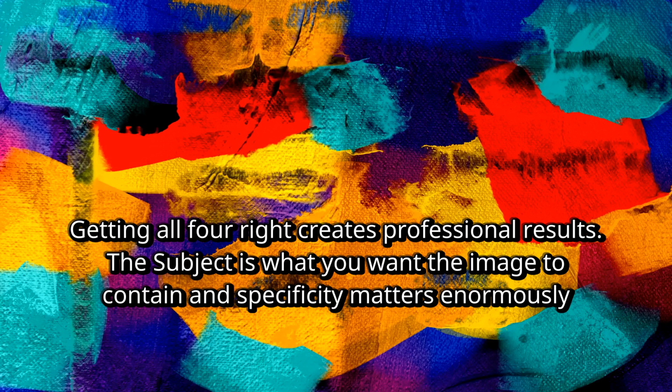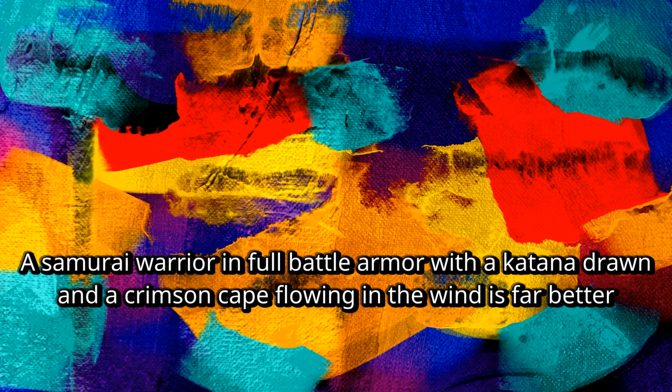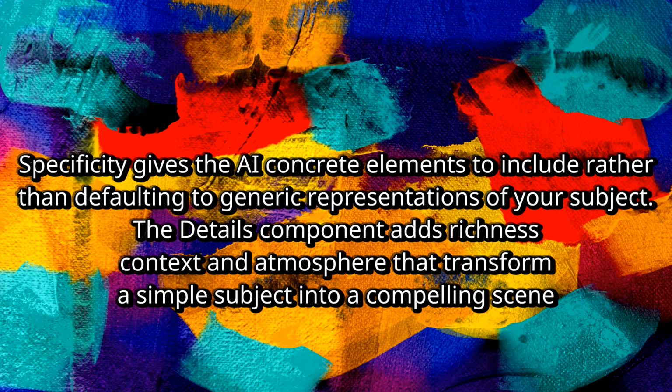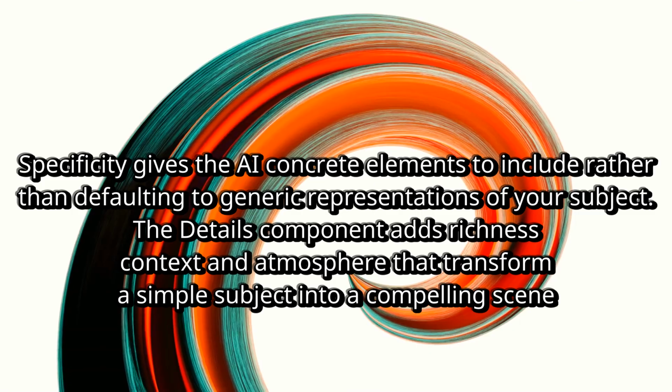The subject is what you want the image to contain, and specificity matters enormously. A samurai warrior is acceptable. A samurai warrior in full battle armor with a katana drawn and a crimson cape flowing in the wind is far better. Specificity gives the AI concrete elements to include rather than defaulting to generic representations of your subject.